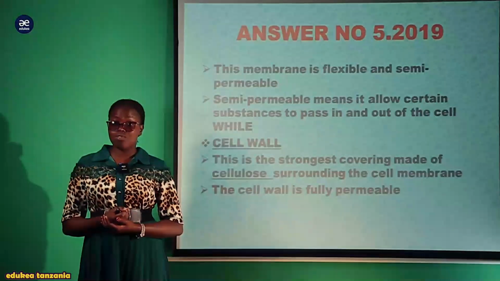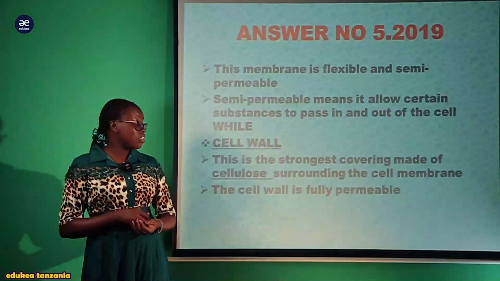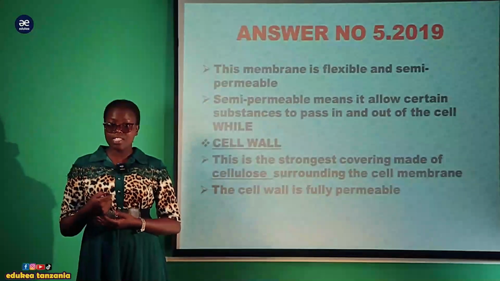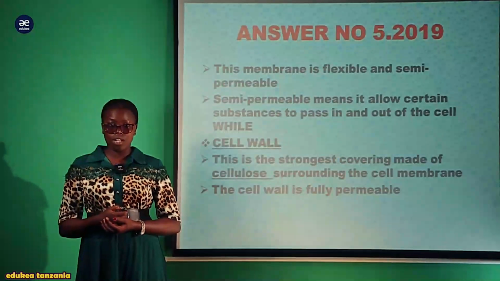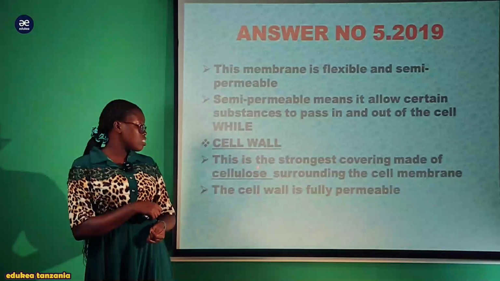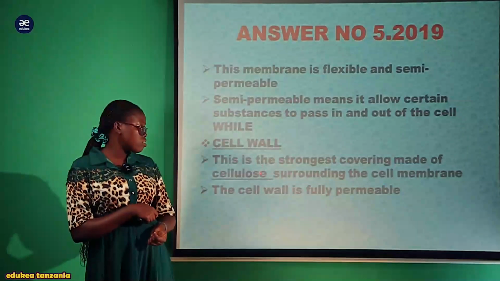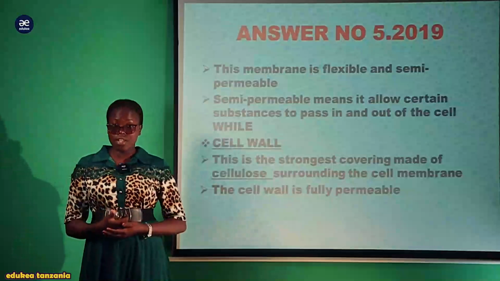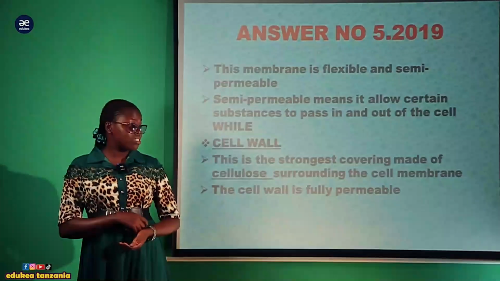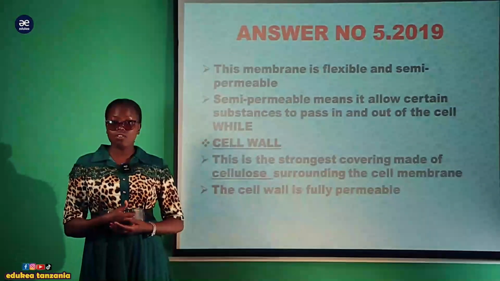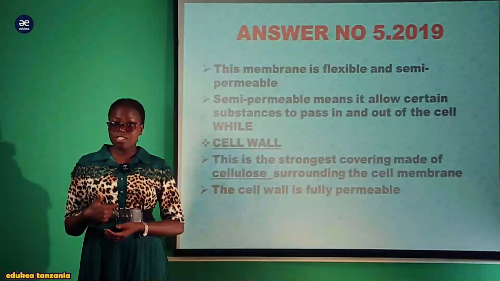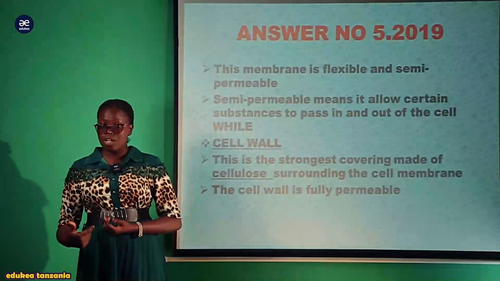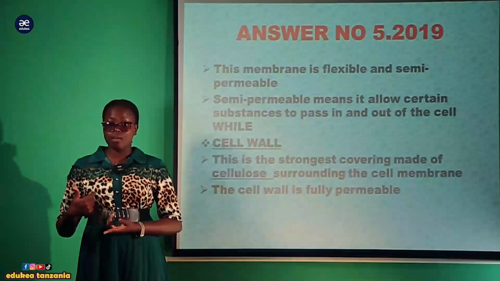Now let us shift to the cell wall. The cell wall, as you see, is found only in the plant cell. So plant cells are the only ones which consist of the cell wall. The cell wall is the strongest covering, made up of cellulose, surrounding the cell membrane. The cell membrane is the thinnest membrane that surrounds the content of the cell, while the cell wall encloses or surrounds the cell membrane.